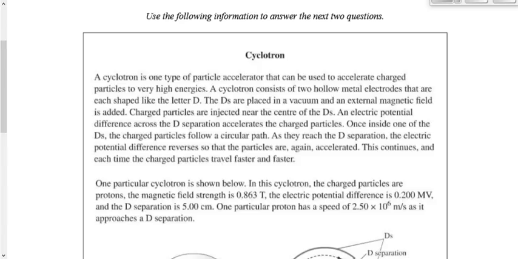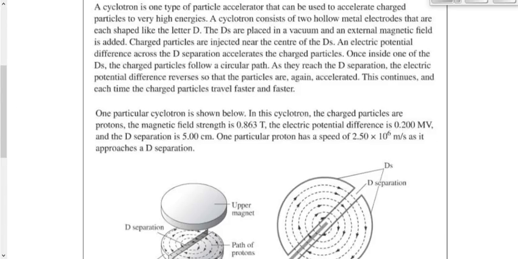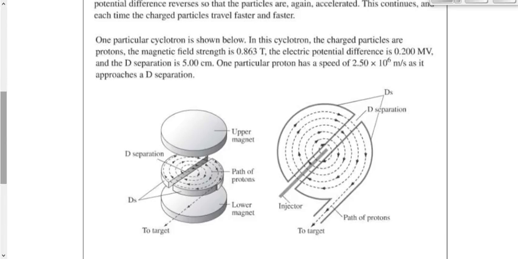It talks about a cyclotron. It's a particle accelerator that can be used to accelerate charged particles to very high energies. I'm just going to summarize what this says here. Basically, you inject protons right here, and these protons accelerate across this d separation, and then they go in a magnetic field in a circle. And then they accelerate, and then they go in a magnetic field in a circle, and so on and so on. Because they keep accelerating, the radius of the circle keeps getting bigger, and they end up spiraling outwards as opposed to going in one complete circle.